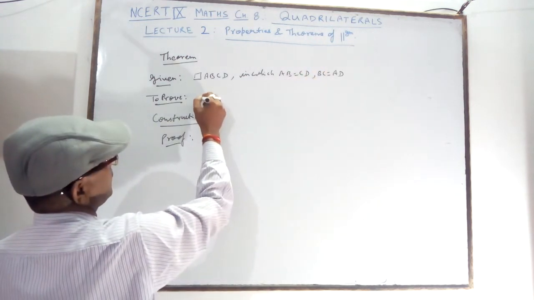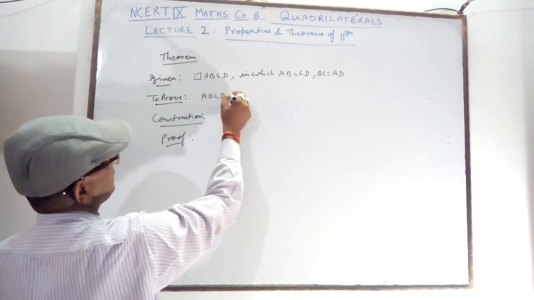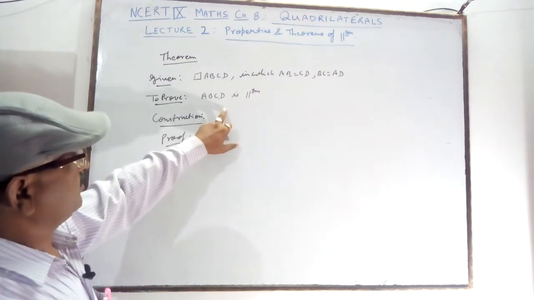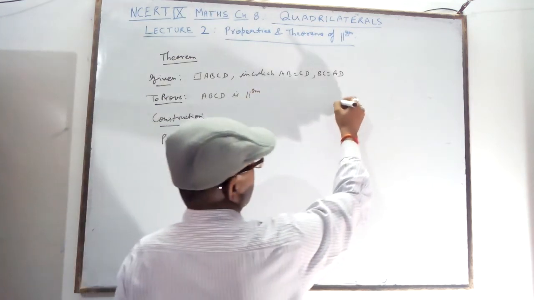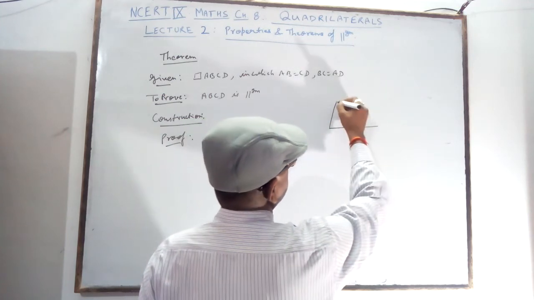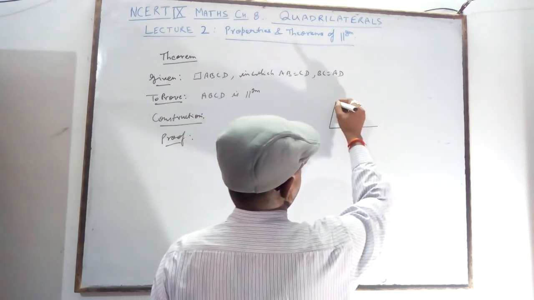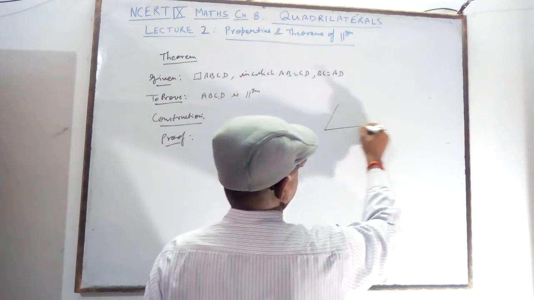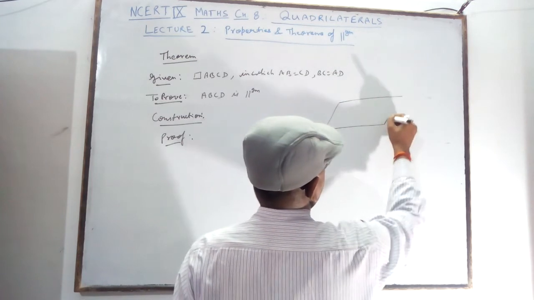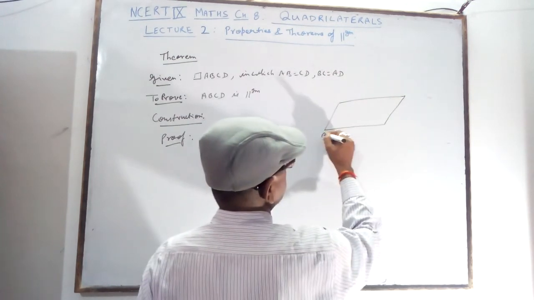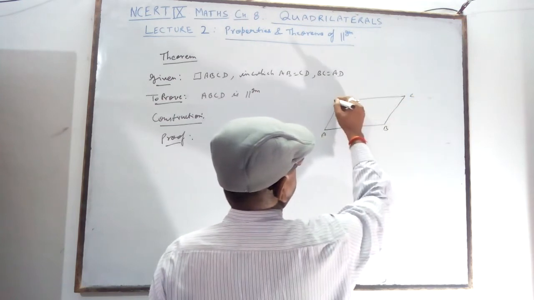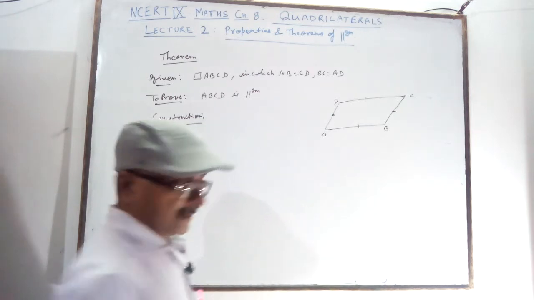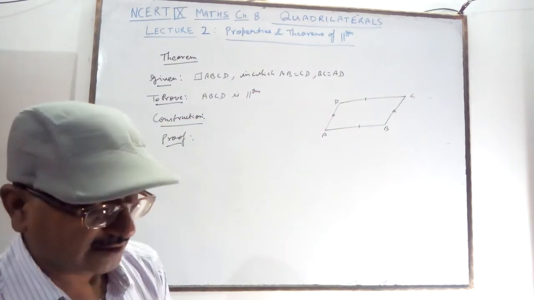To prove, ABCD is a parallelogram. It is the symbol of parallelogram. What is given? A quadrilateral is given, but you want to prove a parallelogram. It means you will draw a parallelogram. What you want to prove, that you will draw. But write it is a quadrilateral. This is equal to this given, this is equal to this given. You want to prove it is a parallelogram.